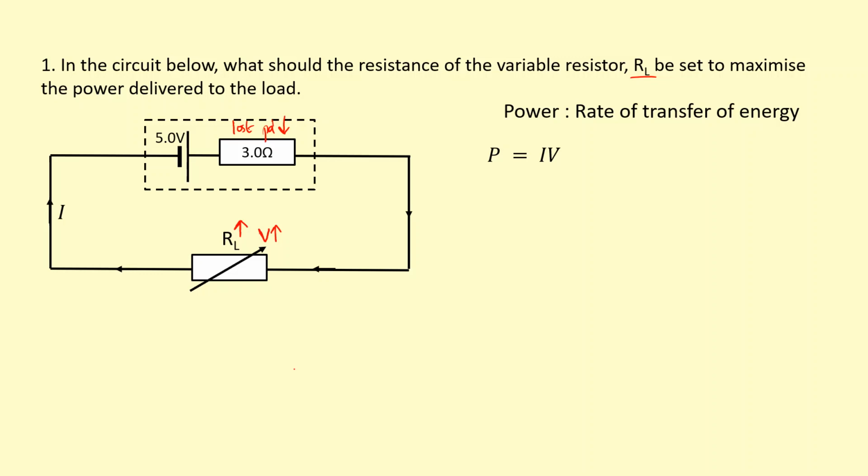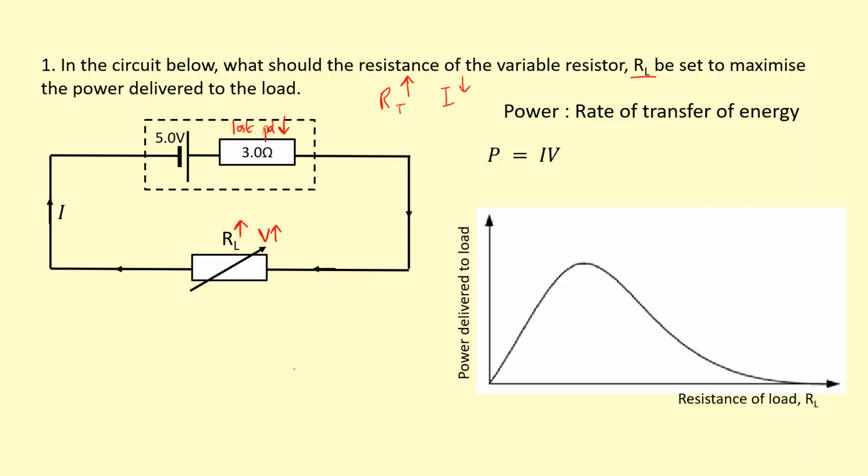But the problem is, if you increase the resistance of the load, you're also making the total resistance larger. Now, if you make the total resistance larger, you're going to decrease the current in the circuit. So it turns out it's going to be a fine balance between the current and the terminal voltage here, and you get a maximum power delivered to the load at this particular point here.